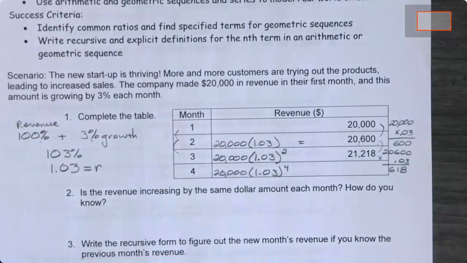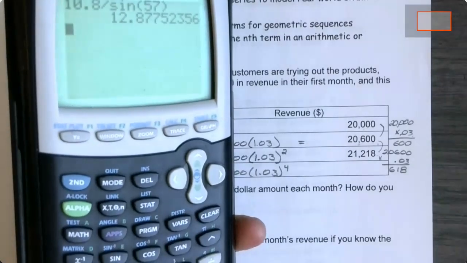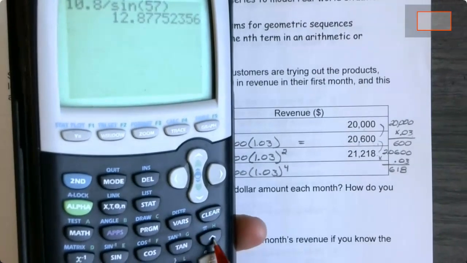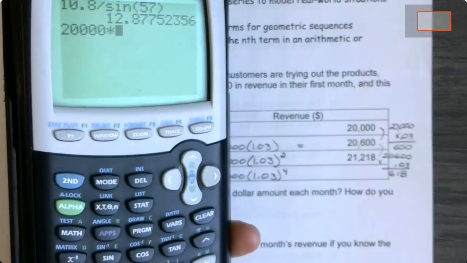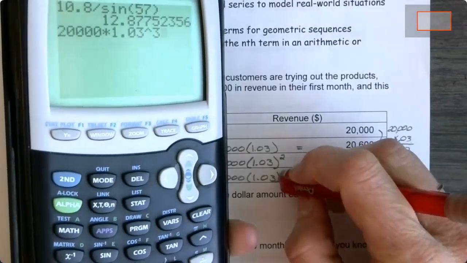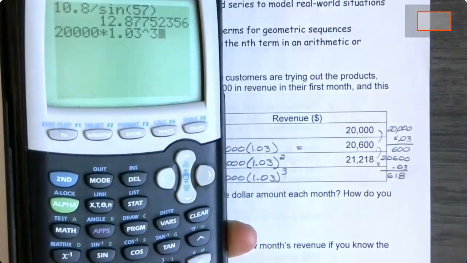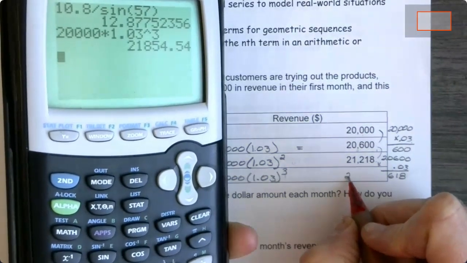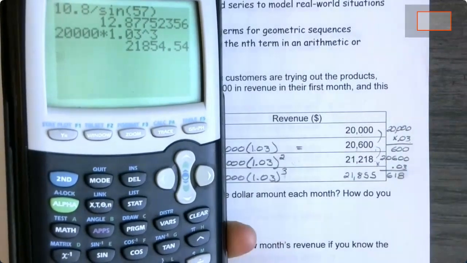In case you're not sure where your power button is on your calculator, it is your caret button right there. So I would type in 20,000 and multiply it by 1.03 to the 3rd power to get the 4th month. And I can see on my paper I should have had a power of 3. And that will give me $21,855.